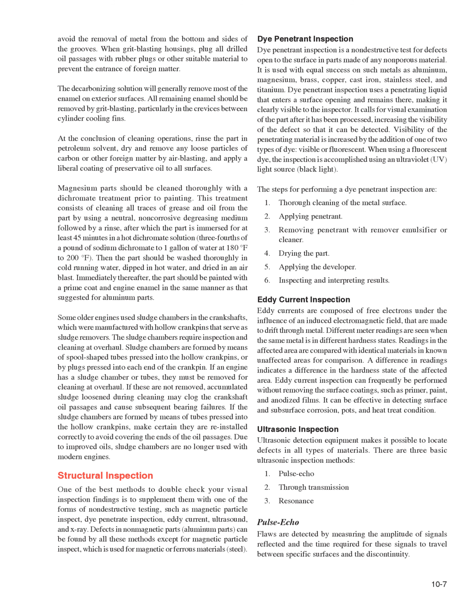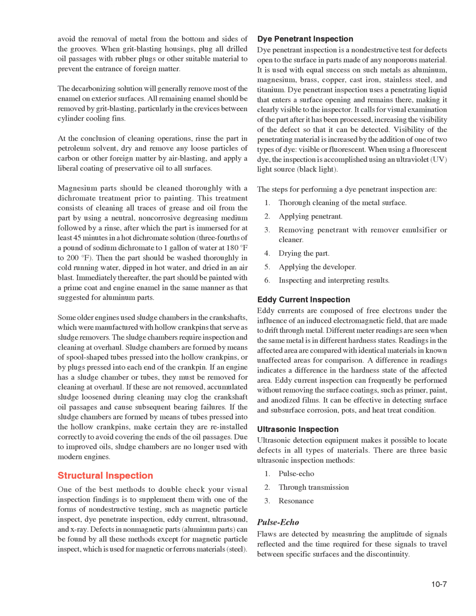Dye Penetrant Inspection. Dye Penetrant Inspection is a non-destructive test for defects open to the surface in parts made of any non-porous material. It is used with equal success on such metals as aluminum, magnesium, brass, copper, cast iron, stainless steel, and titanium. Dye Penetrant Inspection uses a penetrating liquid that enters a surface opening and remains there, making it clearly visible to the inspector.